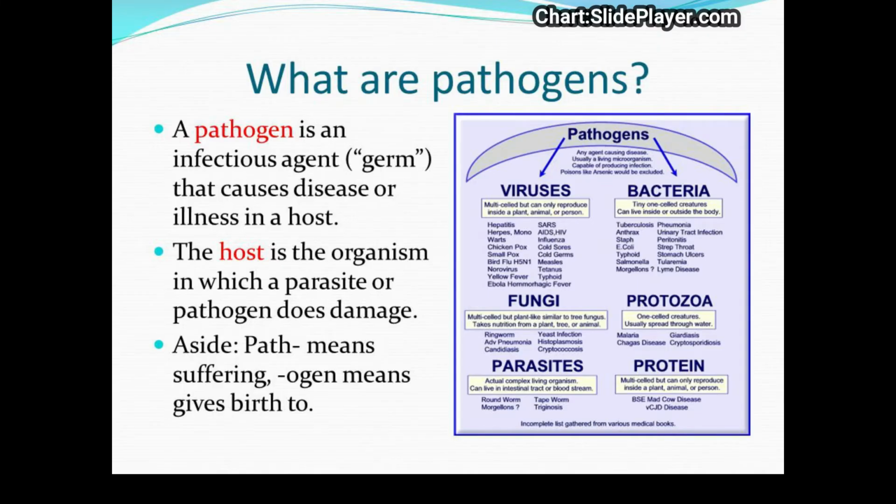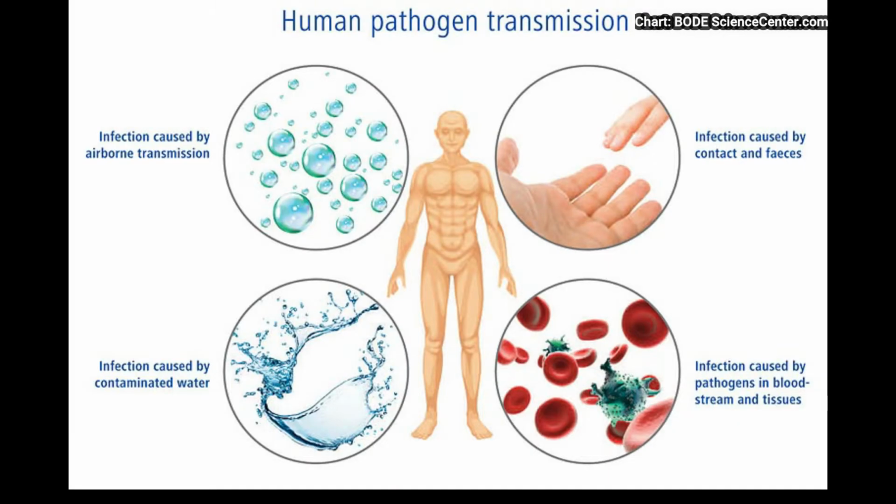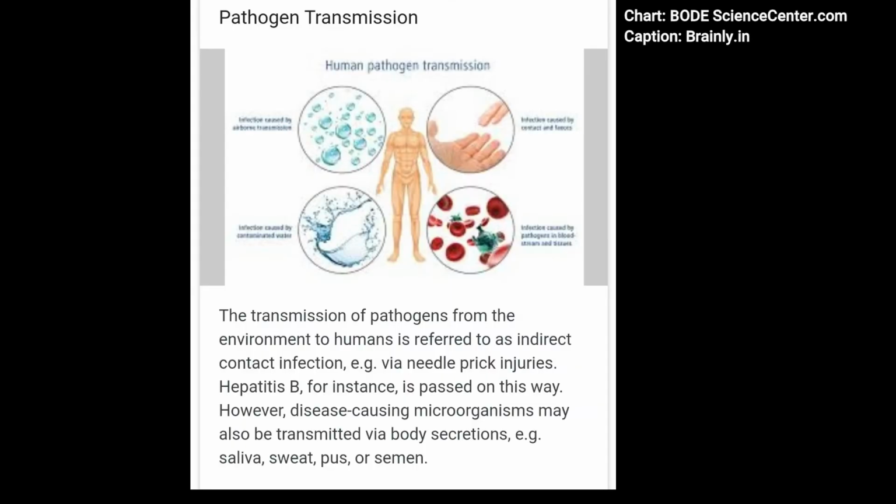What are pathogens? A pathogen is an infectious agent that causes disease or illness in a host. The transmission of pathogens from the environment to humans is referred to as indirect contact infection, for example via needle prick injuries. Hepatitis B, for instance, is passed on this way. However, disease-causing microorganisms may also be transmitted via body secretions, for example saliva, sweat, pus, or semen.